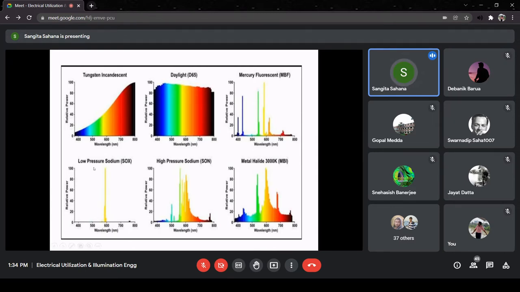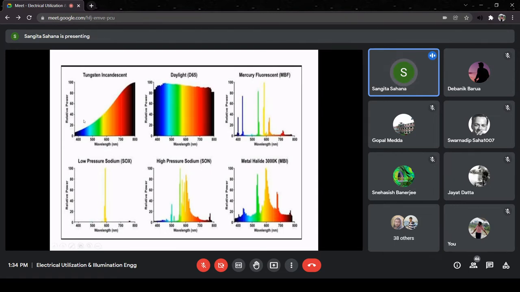But if you see the low pressure sodium vapor lamp, the red is not present here. So, of course, it cannot reflect the red light. Only a yellow object under the low pressure sodium vapor lamp, then only you can identify exactly the yellow color. All the other colors will be absorbed under that light. So, depending upon the SPD of the light source, we can identify or distinguish the color of the objects.